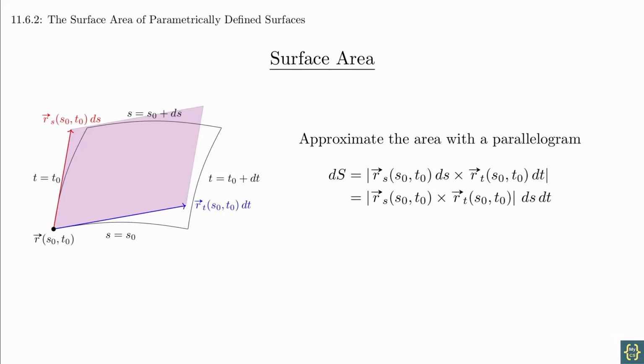Because of the properties of the cross product, we can factor out the ds and the dt, giving us this alternative representation. The book uses dA for ds dt, since ds dt acts just like dx dy would, but that notation can potentially get confusing if you're not careful, so I'm going to leave it like this. Then to get the total surface area, we integrate over all the small surface areas, and that gives us our final formula.